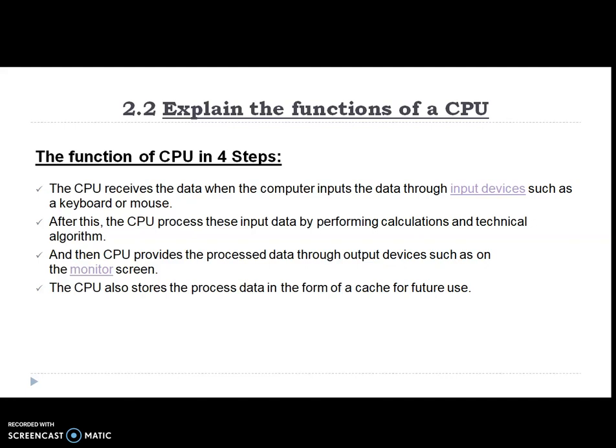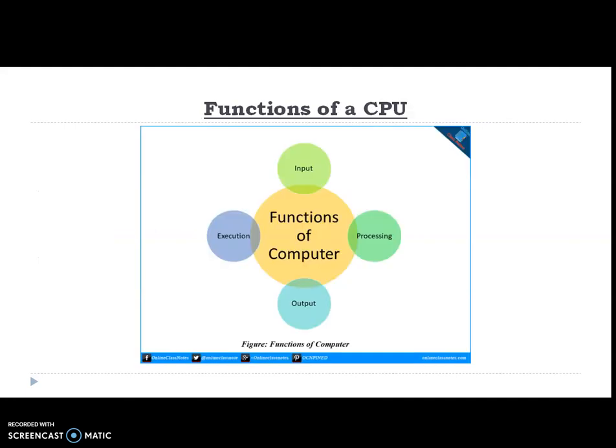The CPU receives the data when the computer inputs the data through input devices such as a keyboard or mouse. After this, the CPU processes this input data by performing calculations and technical algorithms, and then the CPU provides the processed data through output devices such as on the monitor screen. The CPU also stores the processed data in the form of a cache for future use. Functions of a CPU.